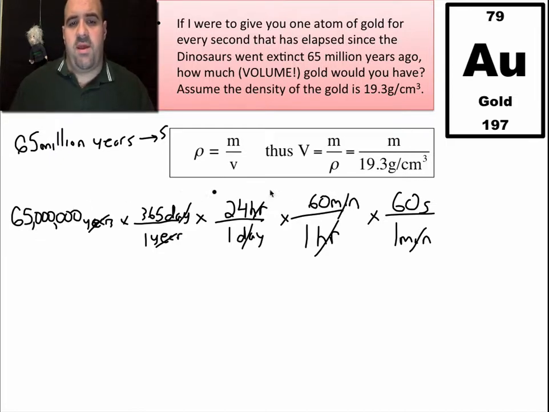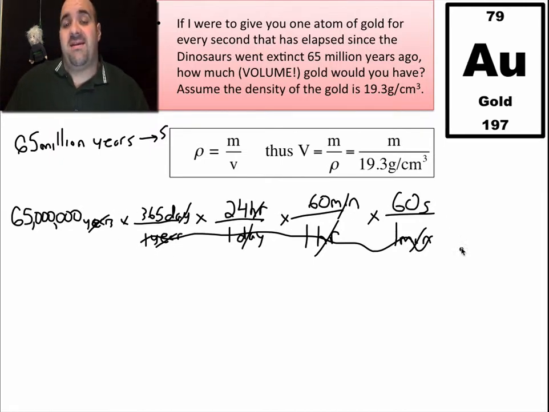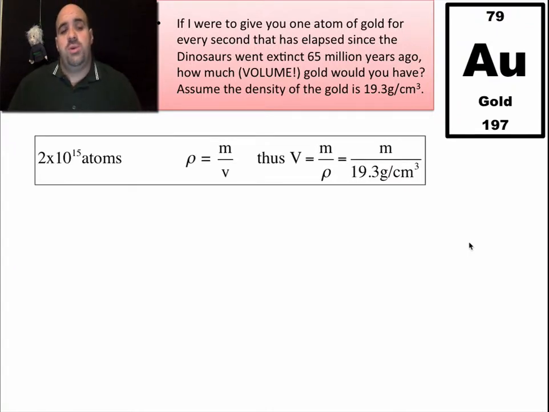So now you just multiply across. The bottom we have a whole bunch of ones, so we can just get rid of all these. We don't need them. So just multiply all these numbers across, and that tells you how many seconds went by in the last 65 million years. And that number is exactly how many atoms of gold I have given you. And when you do that math out, you end up with 2 times 10 to the 15th atoms of gold. So you're given 2 times 10 to the 15th atoms.